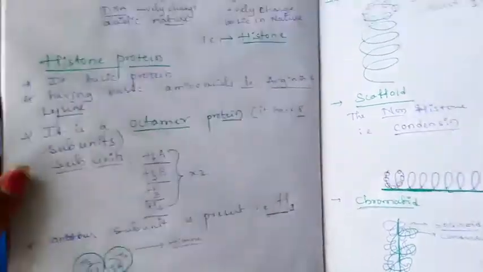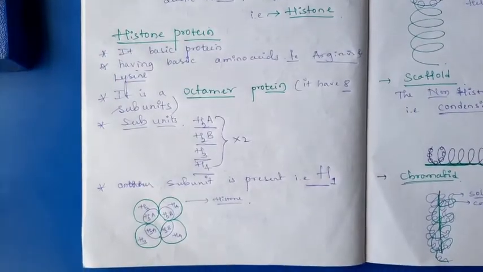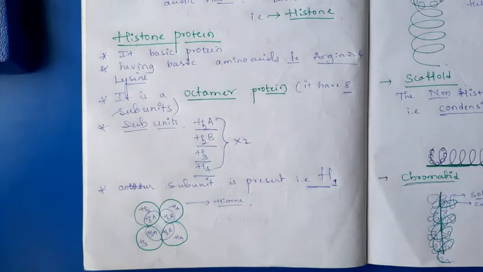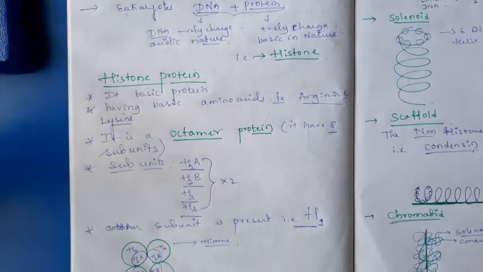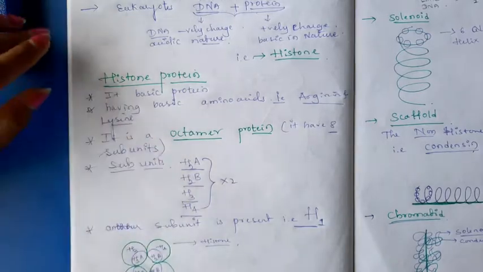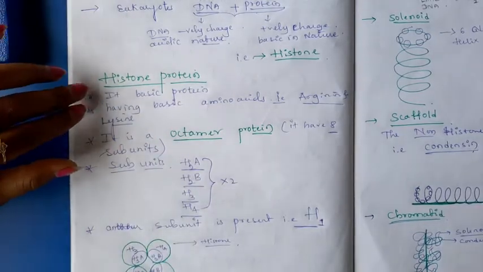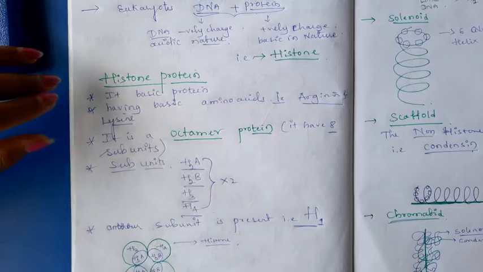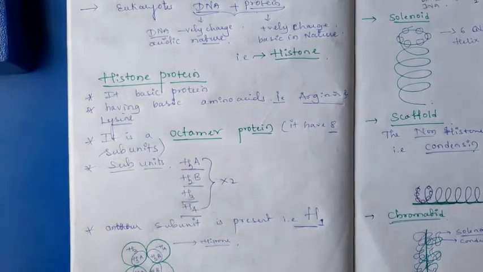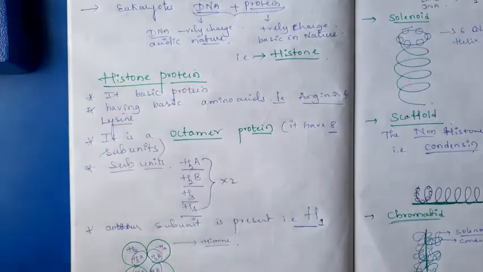Okay, once we recall all the things, we are discussing the packing of DNA inside the eukaryotic cell. Always in the eukaryotic cell, the genetic material, that is the DNA, is bound with protein. That protein is known as histone protein. The histone protein is a basic protein. It has the basic amino acids, those are arginine and lysine. Here the lysine and arginine are the amino acids present in the histone. Histone is an octamer protein, meaning it has 8 subunits.